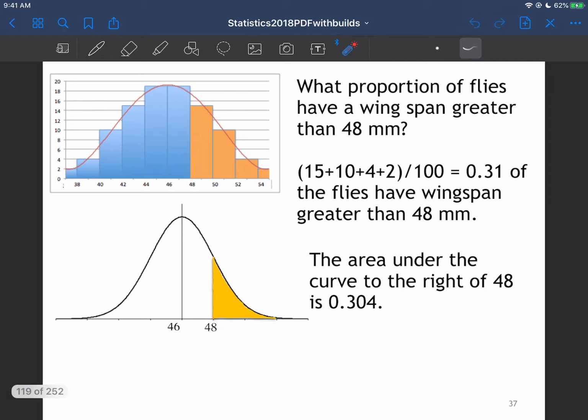Now, we said this was approximating a normal curve, so here's my normal curve. And if I look at that normal curve and find the area to the right of 48 on that curve, so that's this shaded orange area, that area is 0.304, which is pretty close to 0.31. So that's a good approximation of what's happening here.